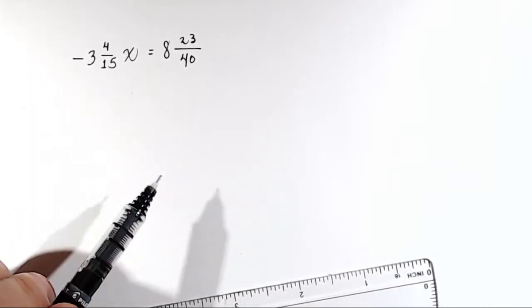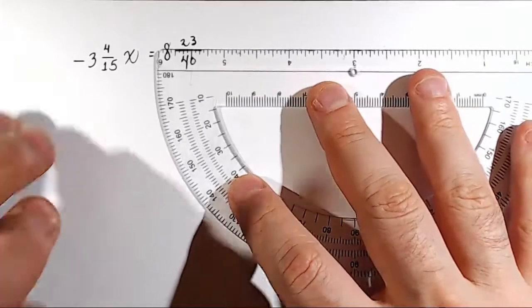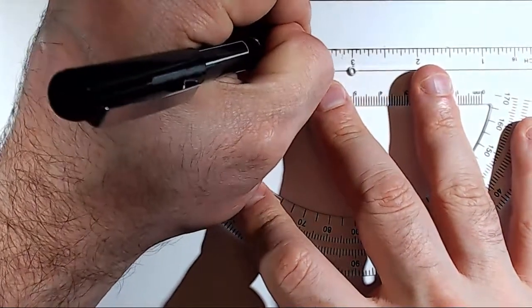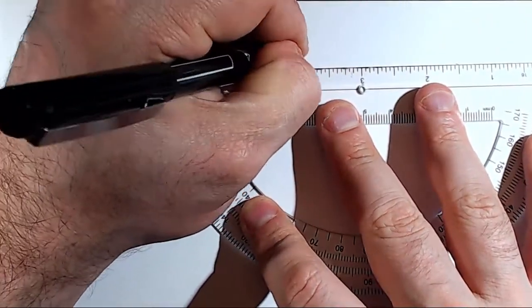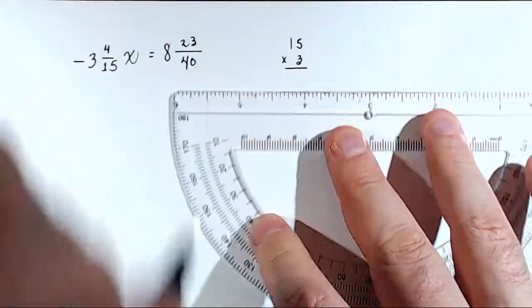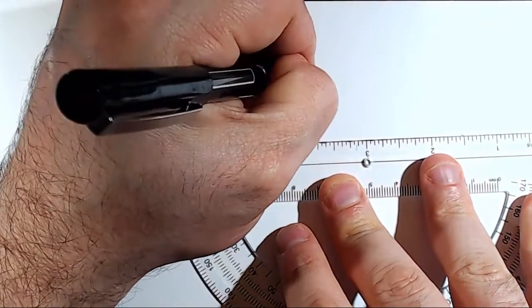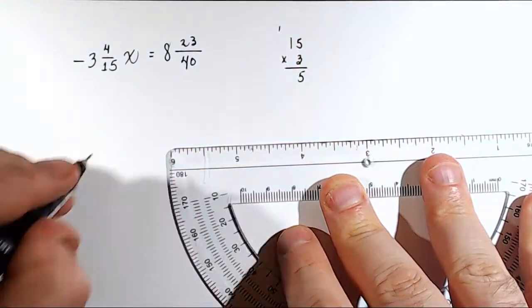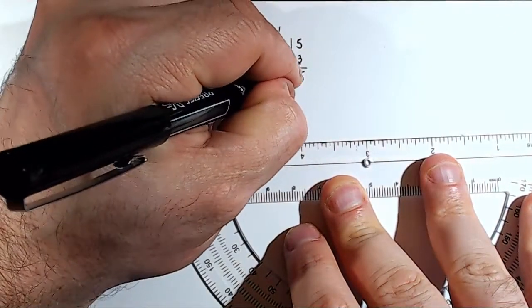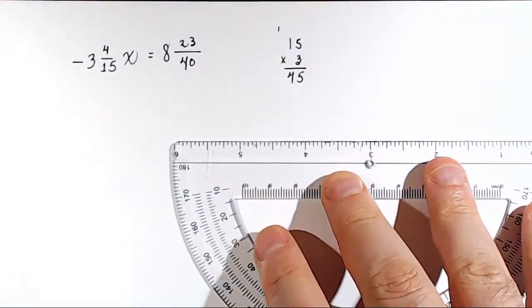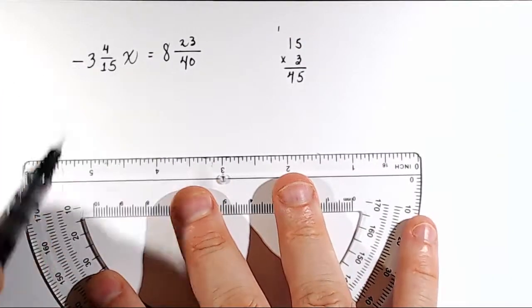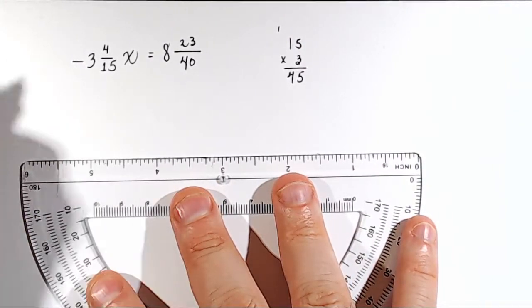So what is 15 times 3? If you didn't know off the top of your head, you could just do this. It's a very simple multiplication. 15 times 3. 5 times 3 is 15. Carry the 1. 1 times 3 is 3 plus 1 is 4. So 15 times 3 is 45. Now you take that and you add 4. 45 plus 4 is 49.